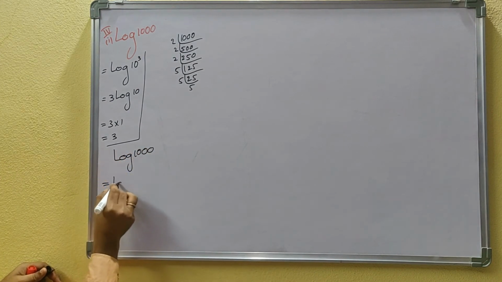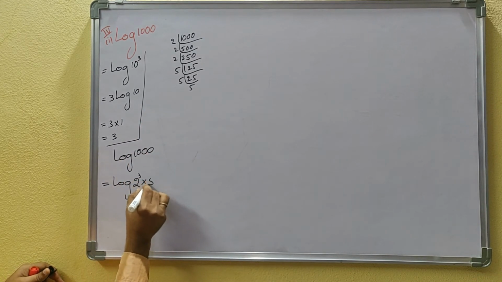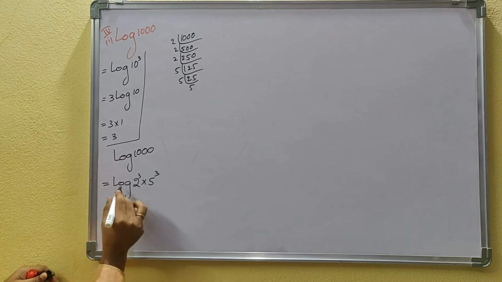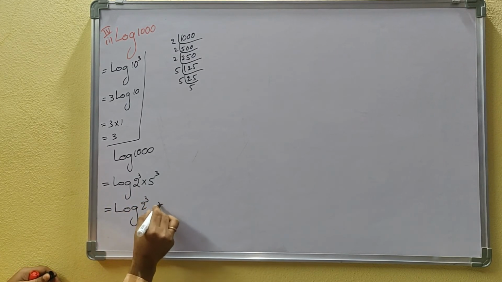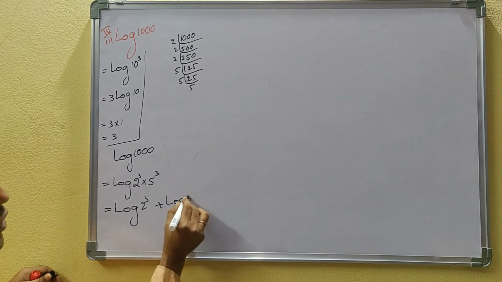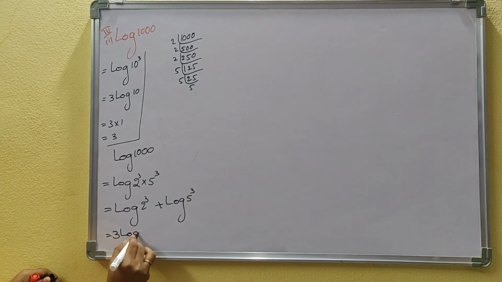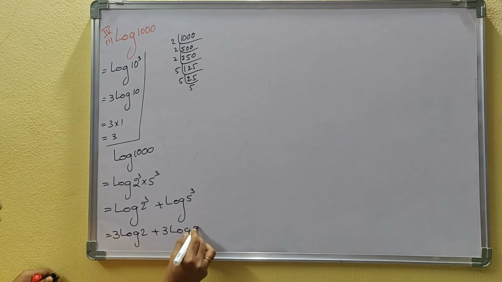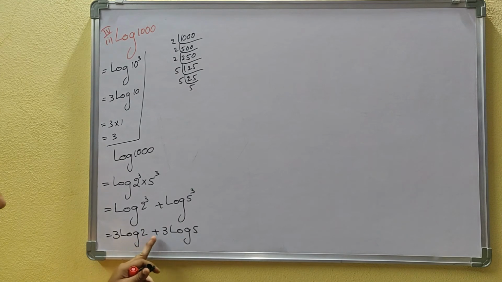So log 1000 can be written as 2 cube into 5 cube, which is log of a times b, that is log a plus log b: log 2 cube plus log 5 cube. Here one formula: log a to the power of m is equal to m into log a, so 3 into log 2 plus 3 into log 5. This is the answer. Log 1000 is equal to 3 log 2 plus 3 log 5. This is the first answer.